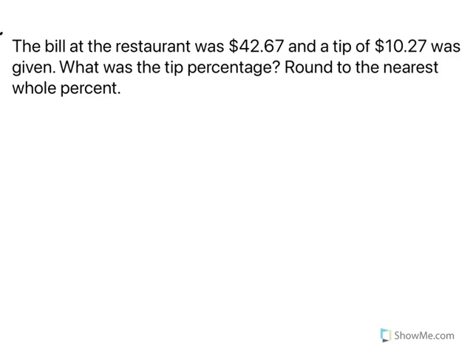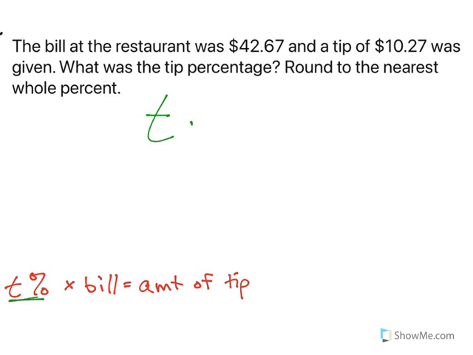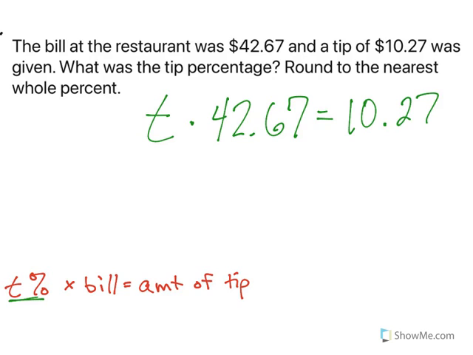All right, so let's think about this. In general, let's kind of back up. If we take the tip percentage and multiply by the amount of the bill, that would give us the amount of tip, right? So if people want to tip 15%, they would take 15% times the bill, and that would tell them how much to tip. So great, let's think about it now in terms of our problem. We don't know the tip percentage, so we'll just call that T. So T times the bill, and the bill was $42.67, equals the amount of tip, $10.27.